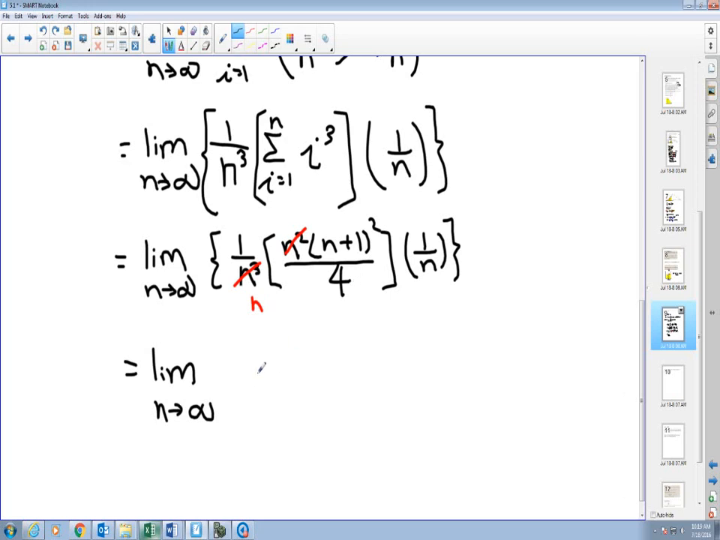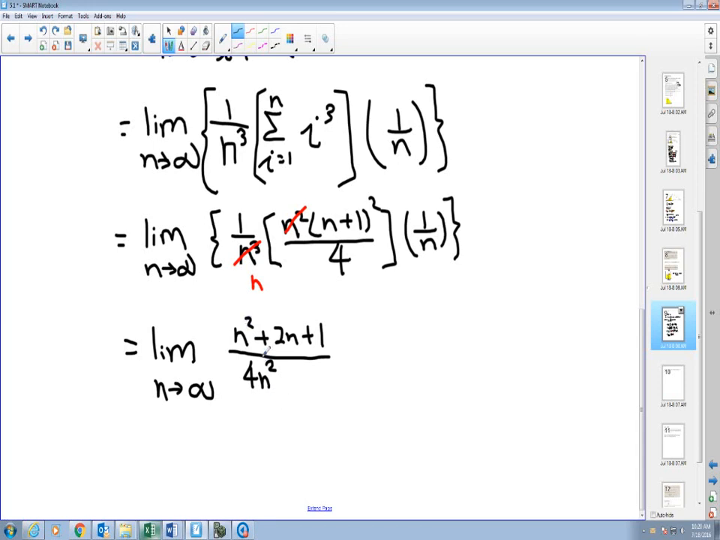So this is going to be 1 over 4n squared times the n plus 1 squared, the top. And I'm going to go ahead and put this at the top. n plus 1 squared is n squared plus 2n plus 1.